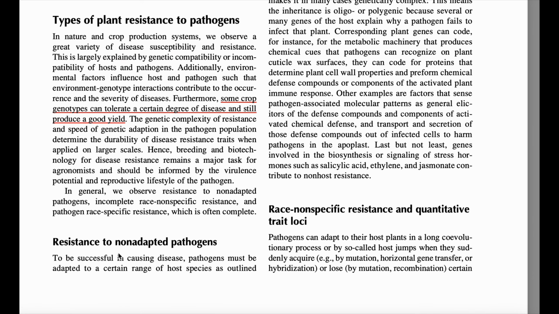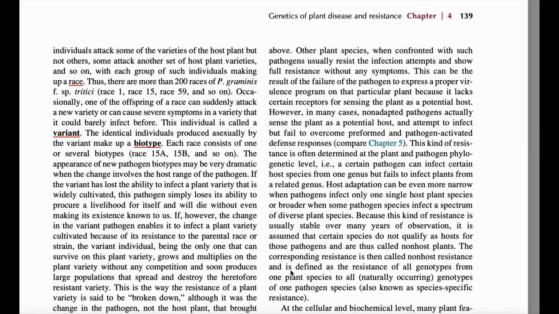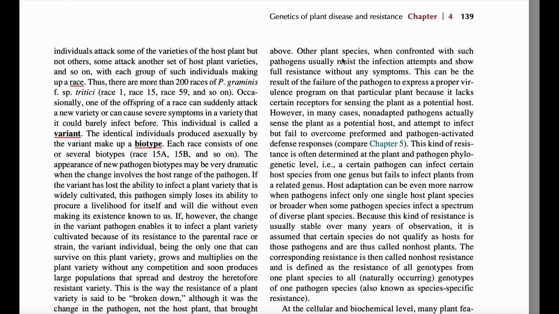Okay, resistance to non-adapted pathogens. What is it? To be successful in causing disease, a pathogen must be adapted to a certain range of host species, as outlined above. Other plant species, when confronted with such a pathogen, usually resist the infection attempts and show full resistance without any symptoms. Yes, same concept. They have just repeated it. Okay. Non-host pathogen, this is the thing.